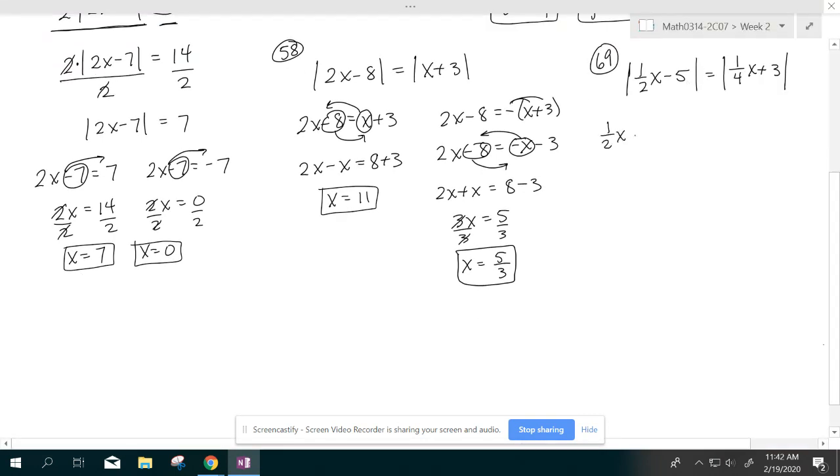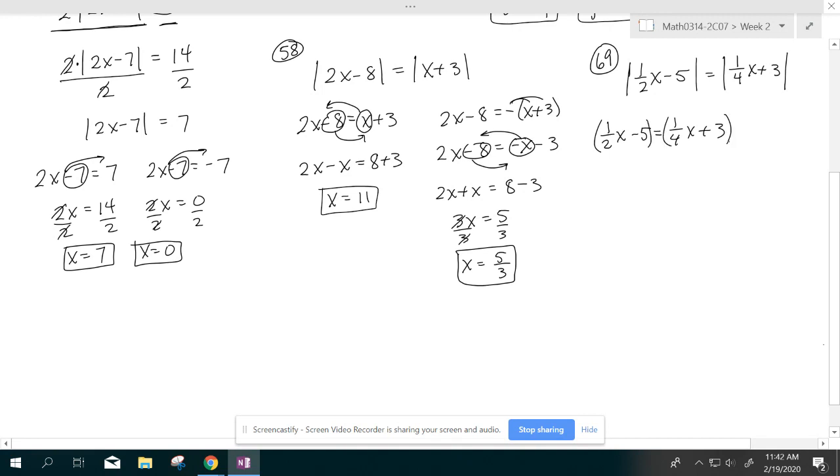1/2 x minus 5 equals 1/4 x plus 3. Remember I said you copy it down one time? It stays exactly the same. And then if I try to solve that, do you notice I've got an equation with fractions involved? So I would really like to eliminate the fractions at the beginning. Is that okay? Okay.